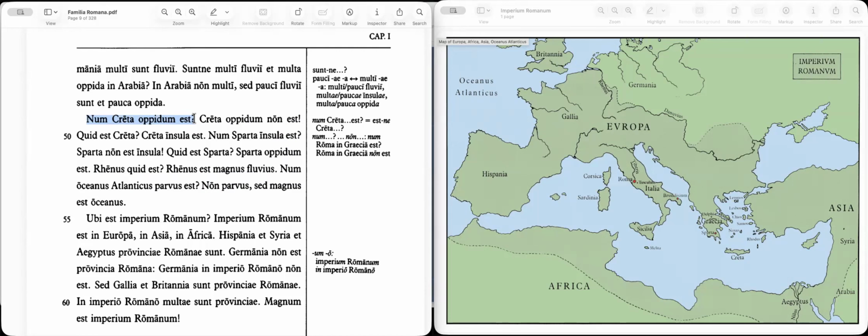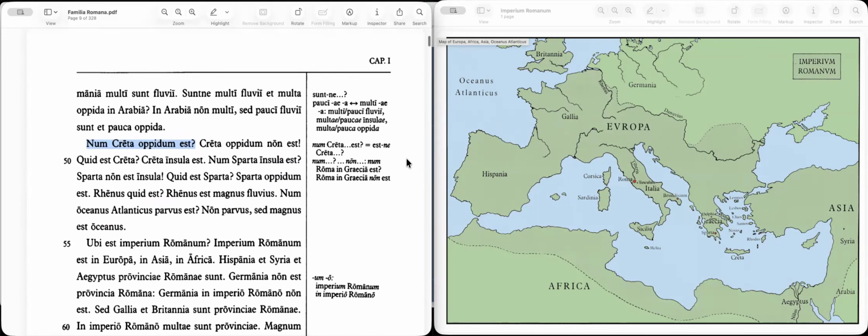This is a toughie, because this is a good example of something that really doesn't exist in English. It sort of does. Any takers? All right. If a sentence begins with, or a question begins with num, you're close, Robert, you're close. Num creta oppidum est. If the sentence begins with num, the answer is expected to be no.